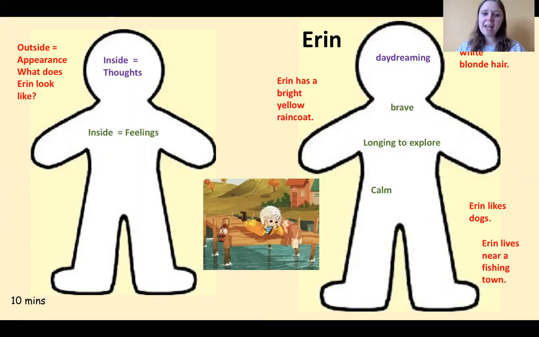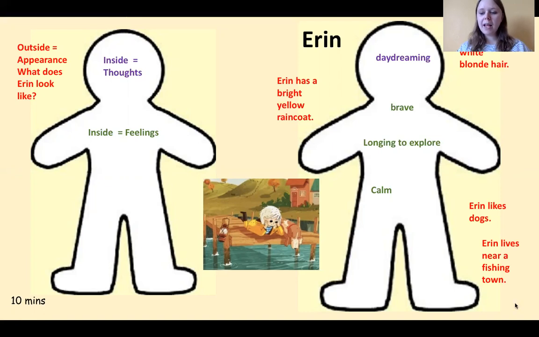So I have said Erin has a bright yellow raincoat. You can see I've used 2 adjectives there. Hopefully you can spot them. They are bright and they are yellow. Okay, and we can see that in the picture. She's wearing a bright yellow raincoat. Erin likes dogs. Now I wonder why you think I might have put that. See if you can look at the picture and wonder why I might have put that Erin likes dogs on the outside. That's something about her, okay?